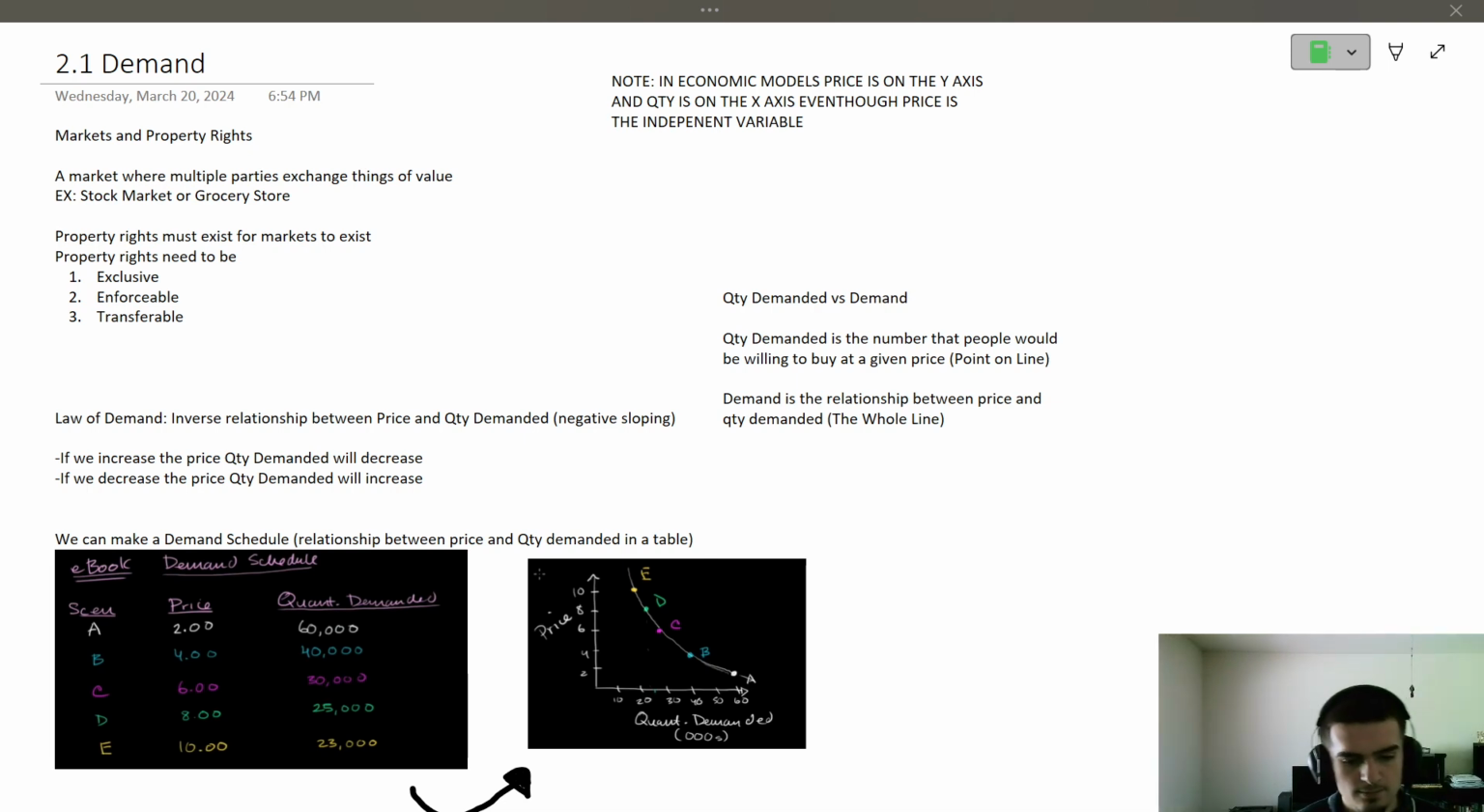Property rights must exist for markets to exist, and property rights need to have three things. They need to be exclusive. So if someone owns something, they own it, no one else owns it. They have to be enforceable. So if someone tries to mess with someone else's property rights, there will be something that will enforce the property rights. And then third, it's transferable, so people can buy things on an open market.